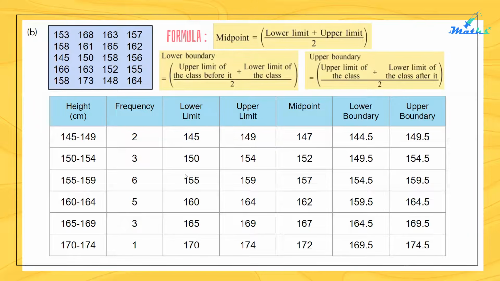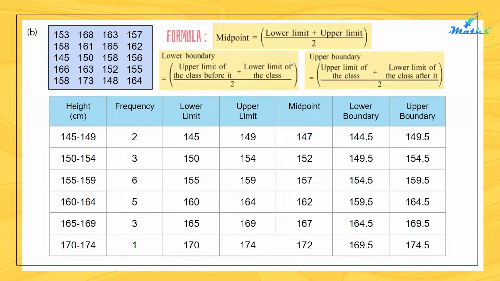For the lower limit, we just take the first number in each class, which is 145, 150, 155, 160, 165, and 170. For the upper limit, we take the last number of each class, which is 149, 154, 159, 164, 169, and 174.